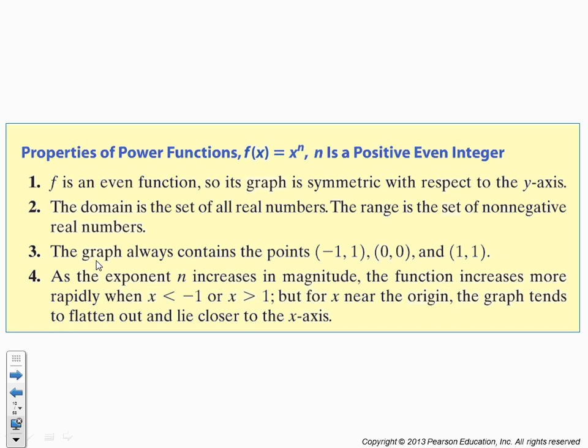As the exponent n increases in magnitude, the function increases more rapidly when x is less than negative 1 or x is greater than 1. But for x near the origin, the graph tends to flatten out and lie closer to the x-axis. Or as we were saying, it gets more boxy on the bottom part there.